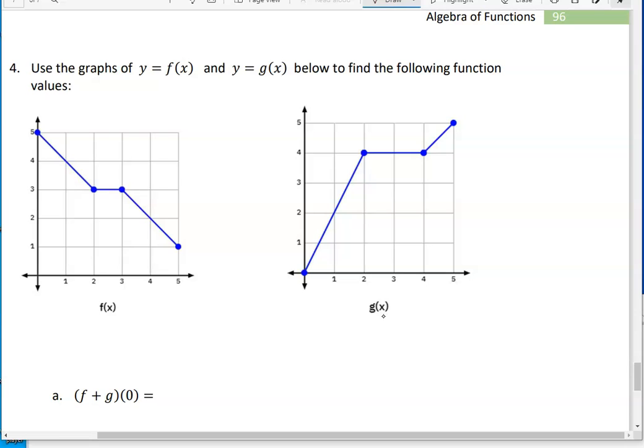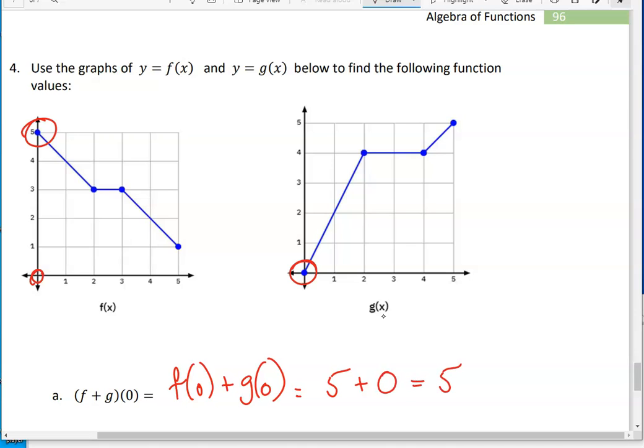Well, what are they looking for? F plus g of 0. Think to yourself, that's f of 0 plus g of 0. All right, f of 0 is where x is equal to 0. What do I get? I get a 5 for f. For g at 0, when x is 0, I get a y of 0. See how that is? F of 0 is a 5. G of 0 is a 0.